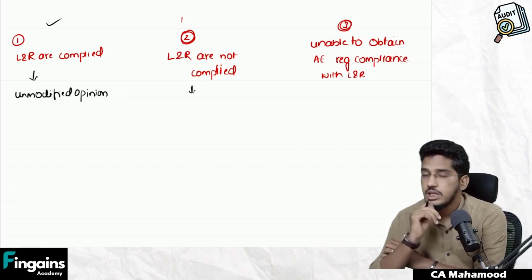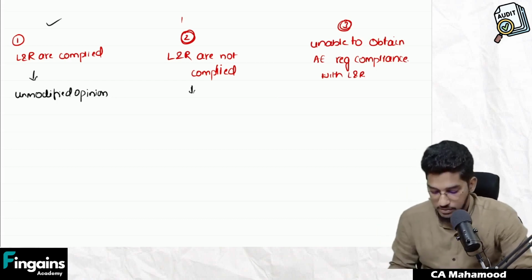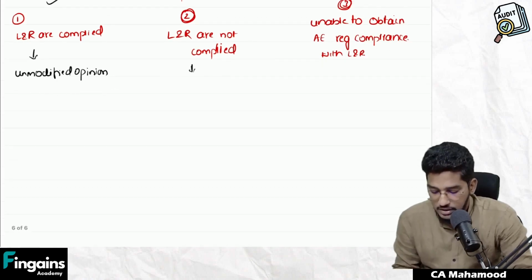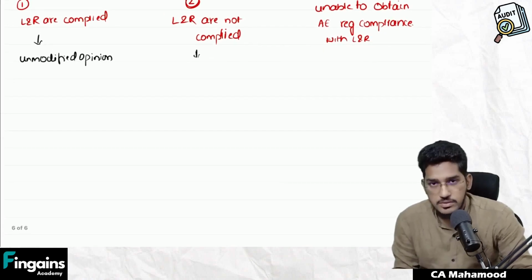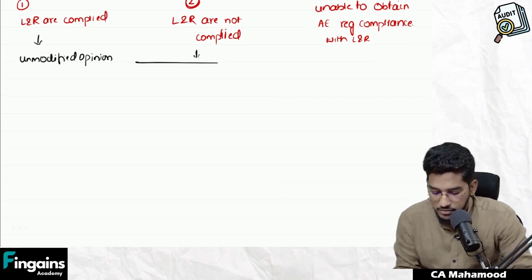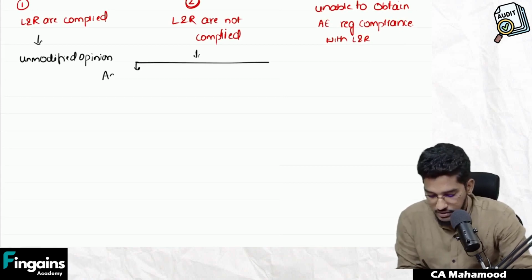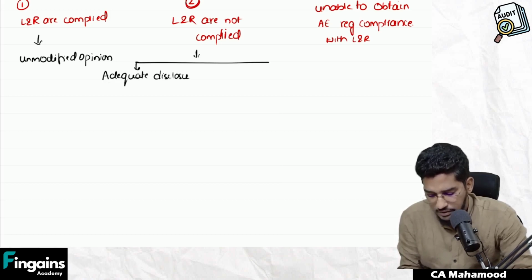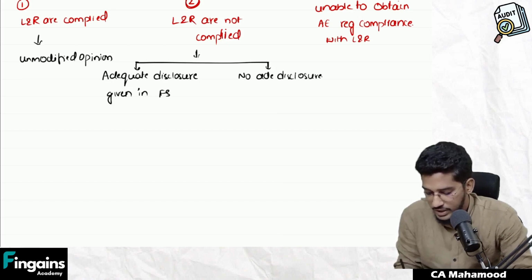Now what should I do? Directly modify? No. The standard here says one more thing. When you have evidence that the management did not comply with laws and regulations, don't directly go and give a modified opinion. First, we need to check whether adequate disclosure is given in the financial statements, or there is no adequate disclosure given in the financial statements. Guys, don't copy, I will share a chart with you.